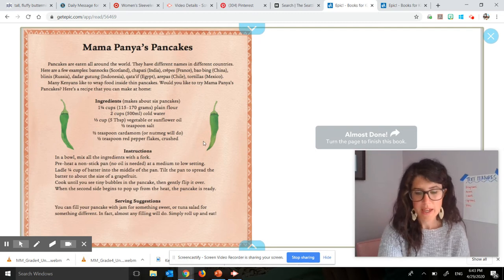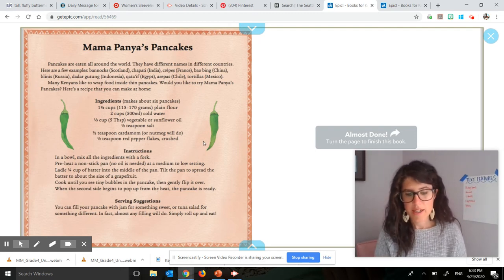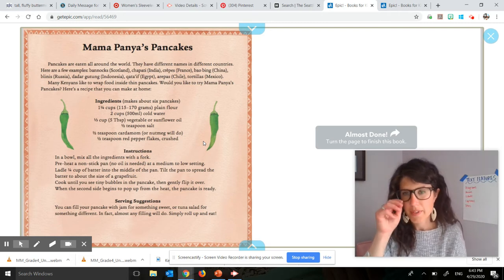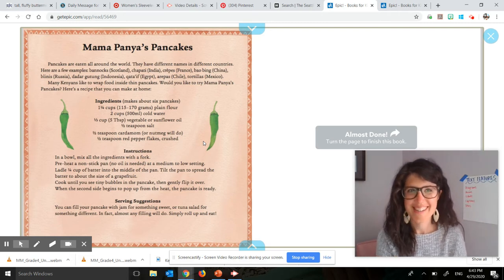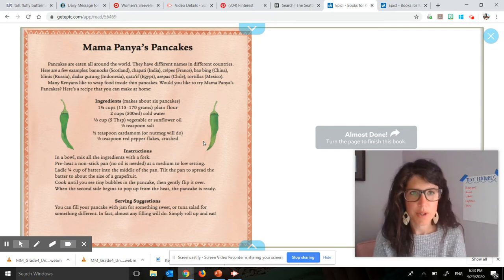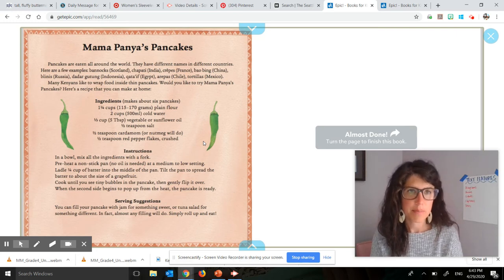So I'm going to read through this recipe. And as I do, think about whether you think this recipe would be easy to follow and why or why not. All right. Mama Panya's pancakes. Pancakes are eaten all around the world. They have different names in different countries. Here are a few examples.